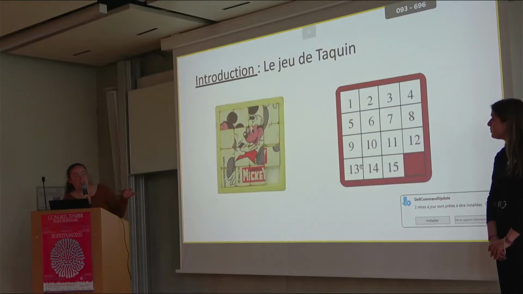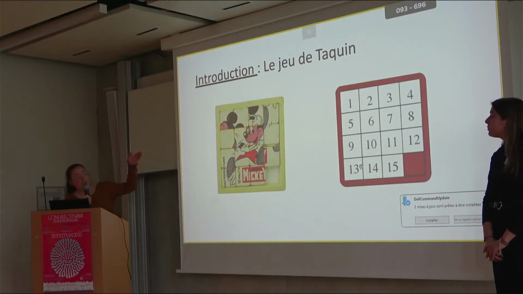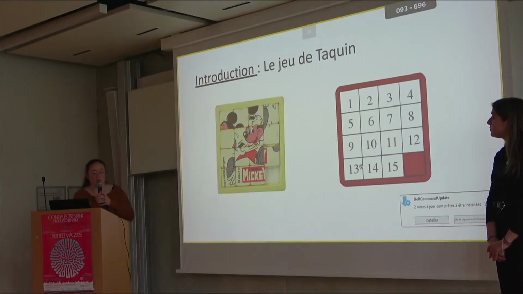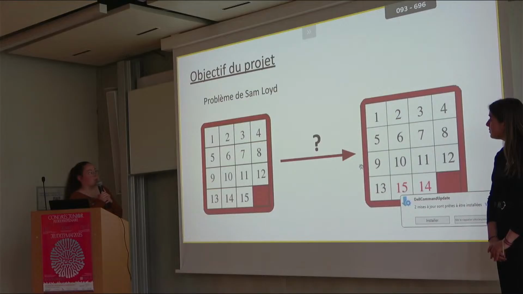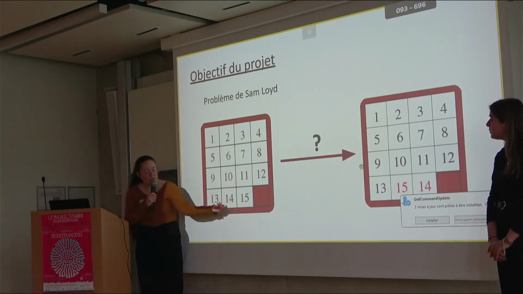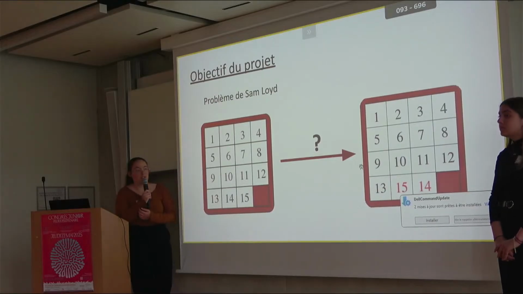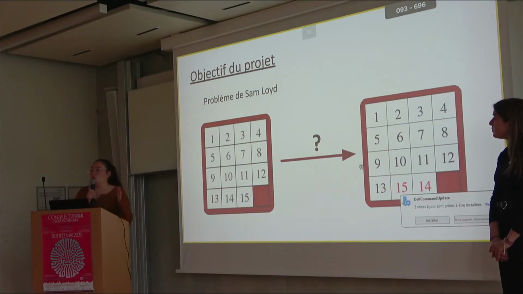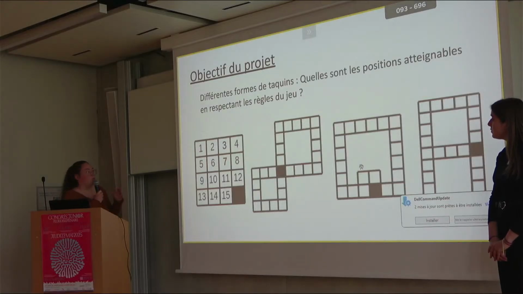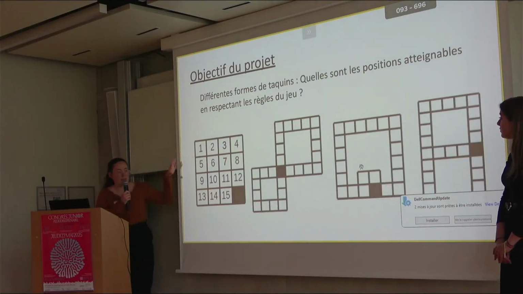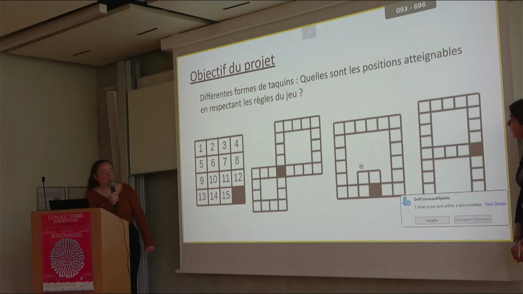For our research, we decided to name the tiles with numbers from 1 to 15 to make it easier. So the first problem we had to solve is called the Sam Loyd problem, and the question is whether or not we can exchange the tiles 15 and 14 without moving the rest of the puzzle. Then we wanted to know if we could make every permutation possible and to determine what permutation was possible or not. So we used this Taquin, but also other shapes of Taquin that you can see over there.